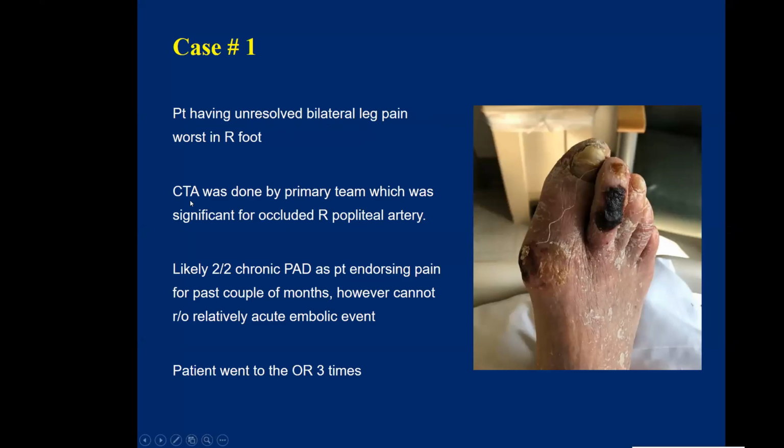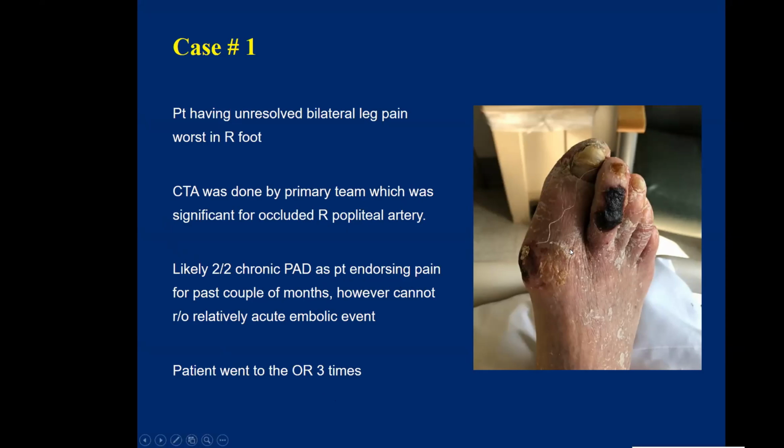He got a CTA of bilateral lower extremities, and he had an occluded right popliteal artery, likely secondary to chronic PAD, as the patient was endorsing pain for months. So his pain was sort of subacute or chronic, and they said that they could not rule out embolic event. And the patient went to the OR 3 times. So the first time he went for an angiogram, and I think he got a stent. The second time he went for a bypass, and the third time he went for amputation of these 2 toes.